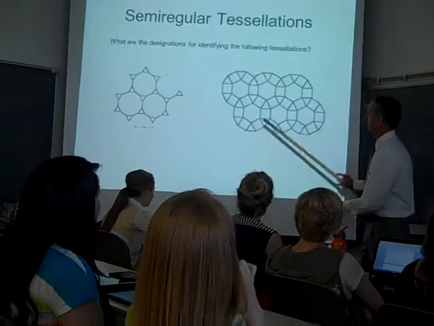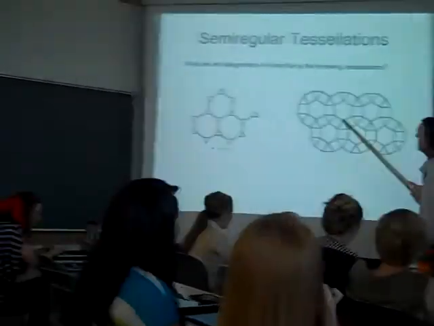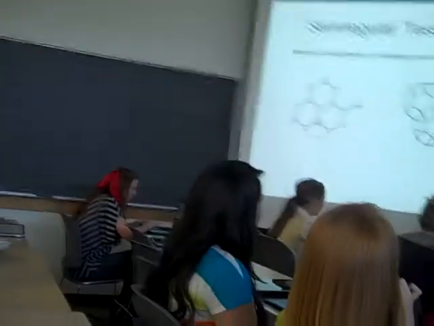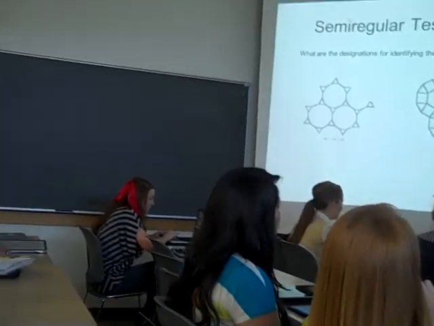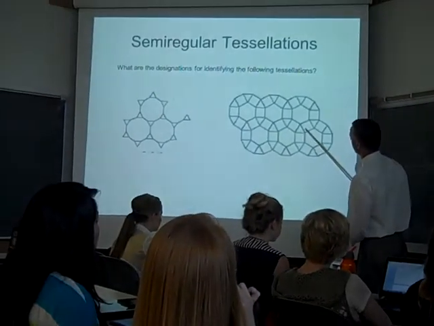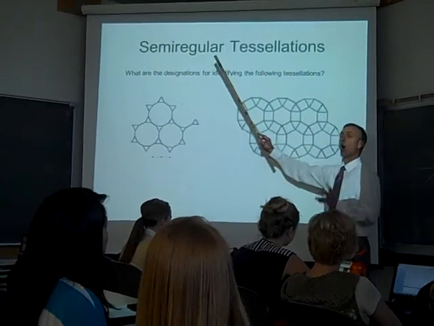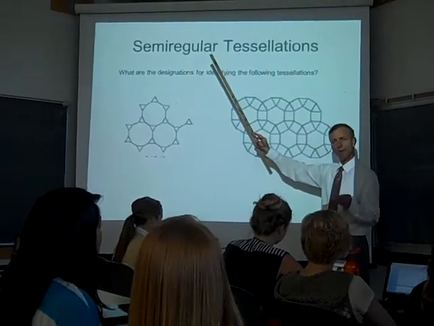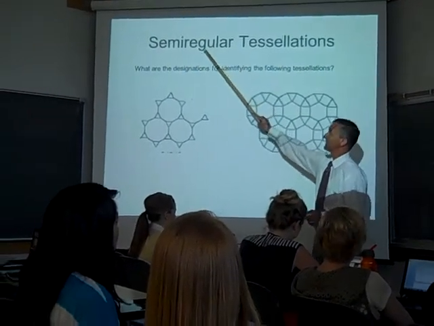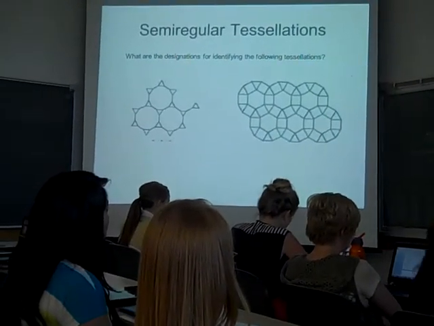Okay, notice, which one did we pick? We picked this one, but I could pick that one right there, and it's the 3, 4, 6, 4, right? I could come over here and pick this one. 3, 4, 6, 4. It doesn't matter which one we pick. If they all have the same designation, no matter what vertex, that makes them semi-regular. Okay?